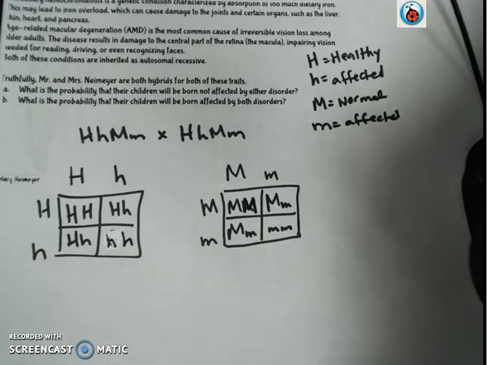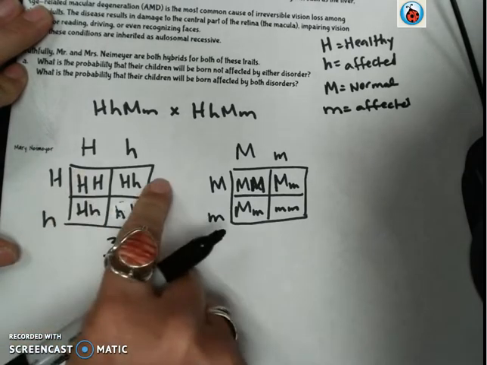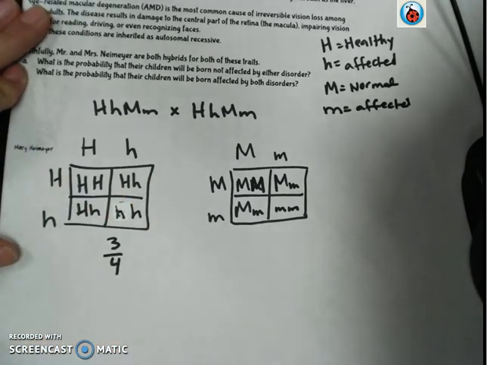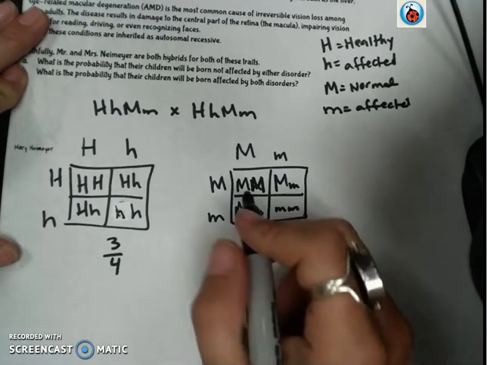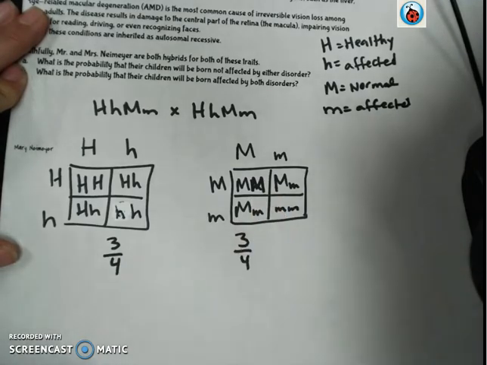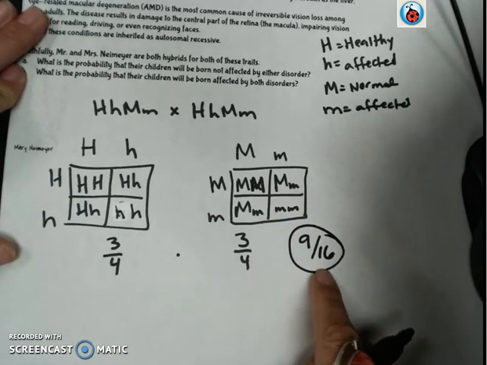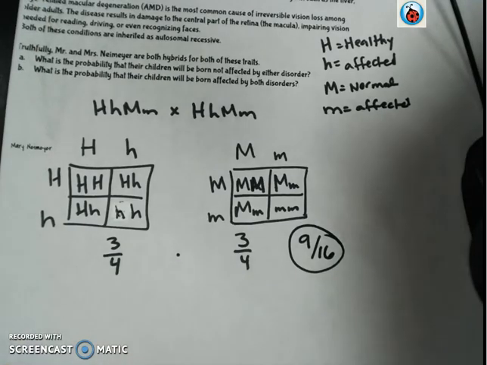Okay, so now let's tackle the question. Part A says, what is the probability that their children will be born not affected by either disorder? So there's a 3 out of 4 chance, or a 75% chance, that they won't be affected by the hereditary hemochromatosis. And there's also a 3 out of 4 chance that they won't be affected by macular degeneration. So when you multiply those, there is a 9/16 chance that my kids will be totally fine. Neither one will affect them. So every time I have a child, there's a 9 out of 16 chance that they're not going to be affected with the iron storage disease or macular degeneration.